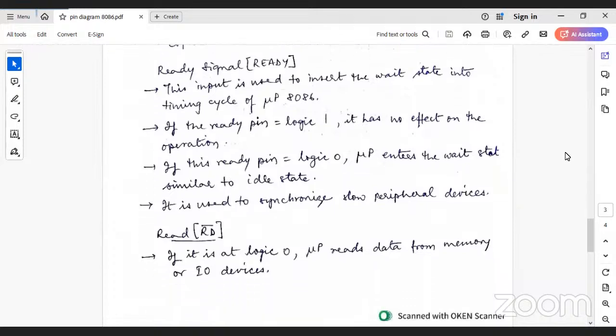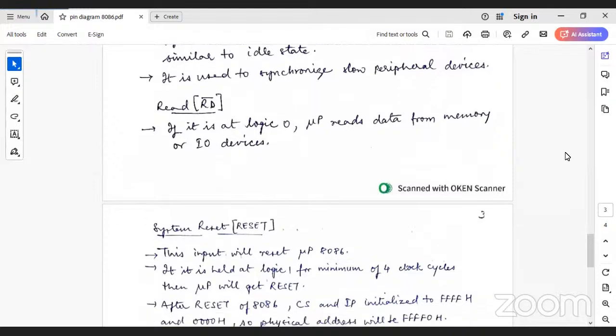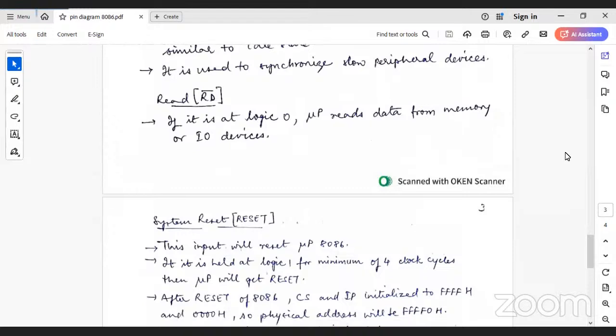Now next one is your read signal. Obviously you will have read and write. These are other control signals which are always present in a processor. Now, if it is at logic 0, since it is active low, RD bar, then the microprocessor reads data from memory or IO devices. Memory or IO devices are two different things. So you have a pin there, M/IO bar. If it is M, then it is memory, and if it is IO, it should concentrate on that IO bar signal. So it should either read from the memory device or read from the IO device.